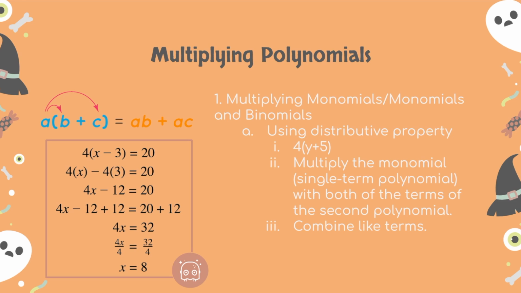Multiplying polynomials. When multiplying monomials or monomials and binomials, the easiest way to do this is to use the distributive property. Take 4 times y plus 5, for example. Multiply the 4 with both of the terms in y plus 5. This will bring you to 4y plus 20, and that is your final answer.